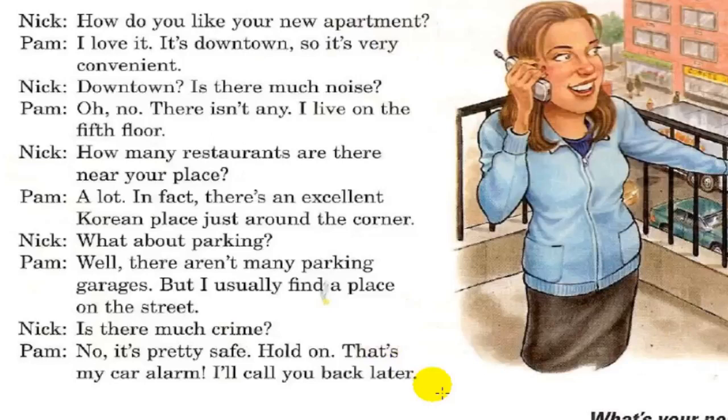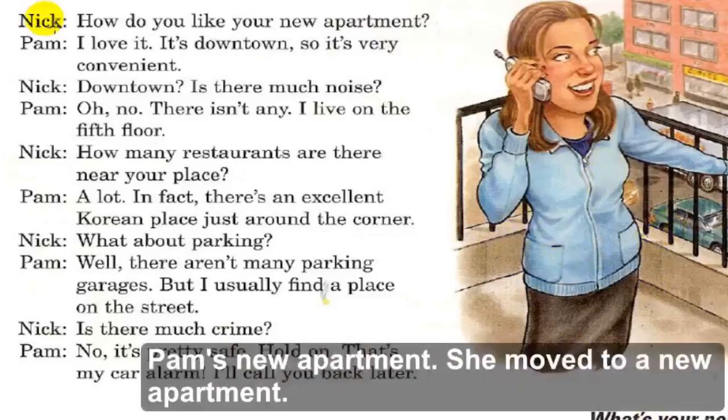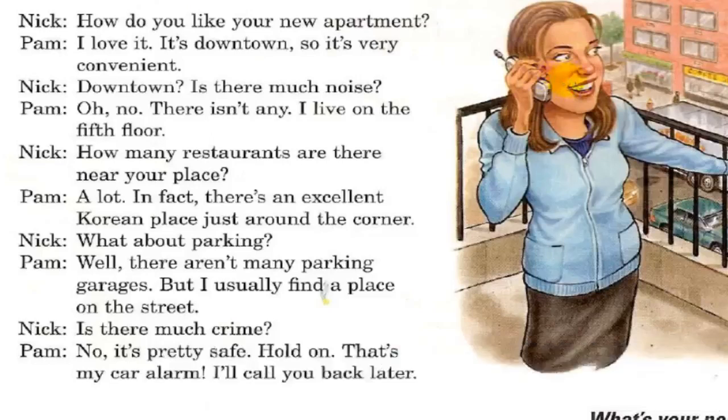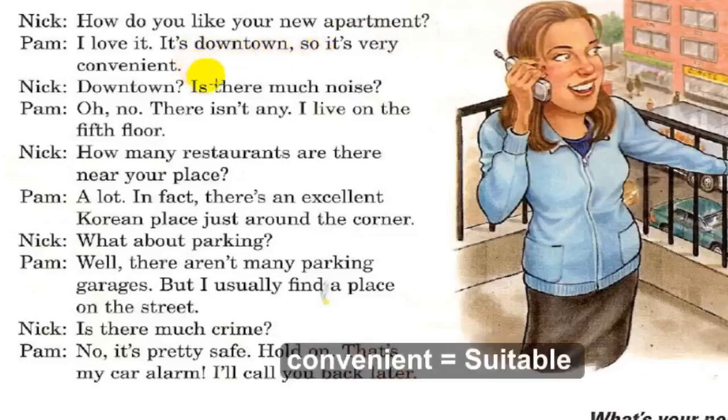First question. What about Nick and Pam? What are they talking about? They're talking about Pam's new apartment. Pam has moved to a new apartment. Where is Pam's new apartment? It's downtown. So it's very convenient. Convenient, suitable. Nearby.